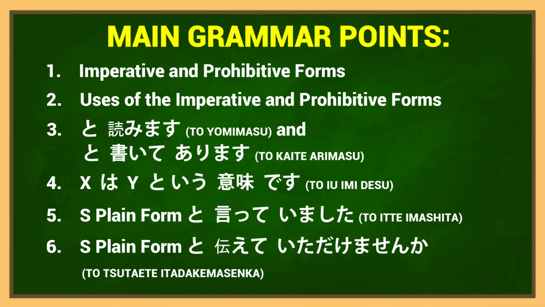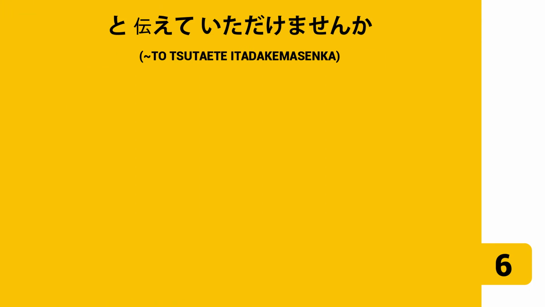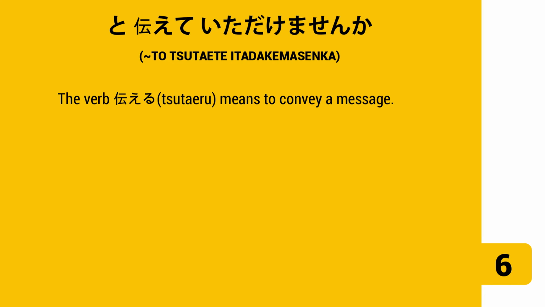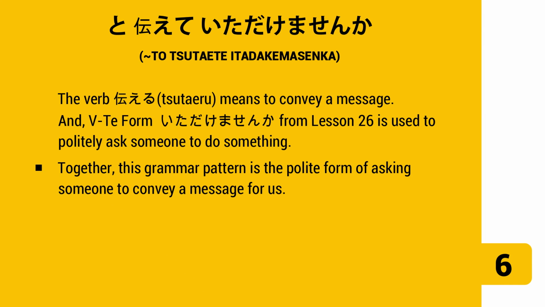And the last topic is subject plus plain form to TSUTAETE ITADAKEMASENKA. The verb tsutaeru means to convey a message, and verb in te form itadakemasenka from lesson 26 is used to politely ask someone to do something. Together, this grammar pattern is the polite form of asking someone to convey a message for us.